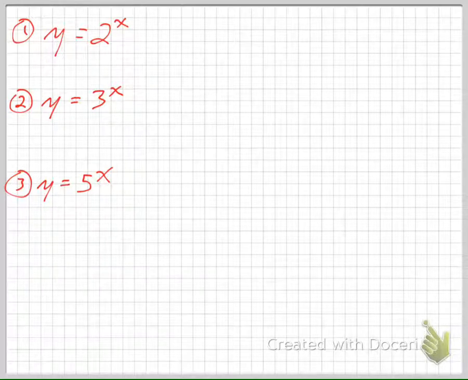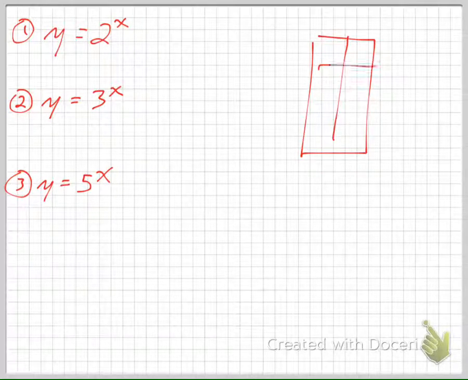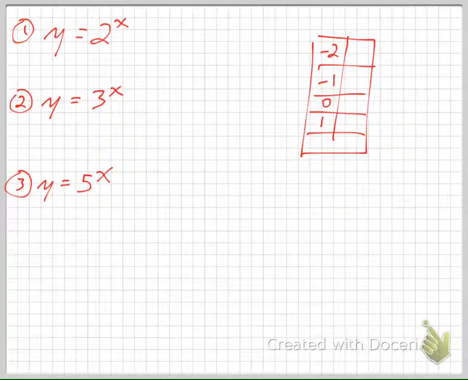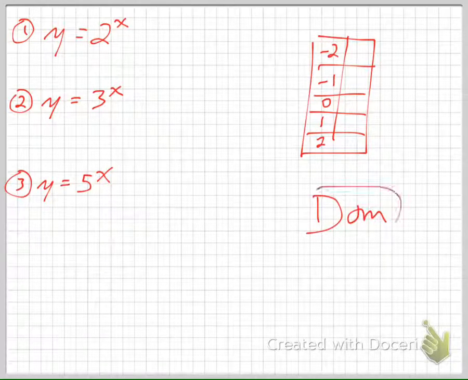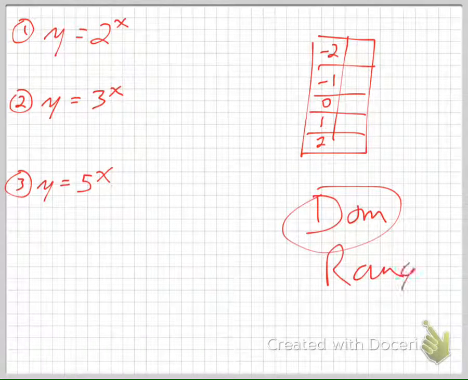Okay, and here's the deal. Every time you make your table, what numbers do I want? Thank you. You know it. I want -2, -1, 0, 1, and 2. Those are the numbers that I want in your tables. You're graphing those 5 numbers each time. So that's what I'm looking for here. I also want you to tell me the domain and the range for each. Does that make sense?